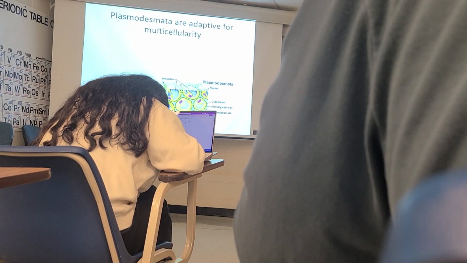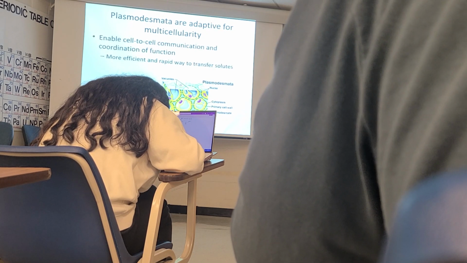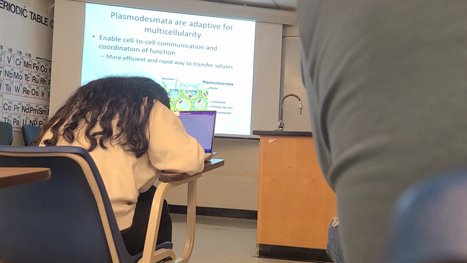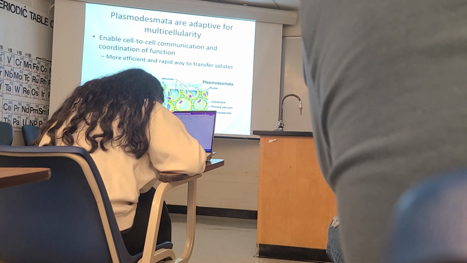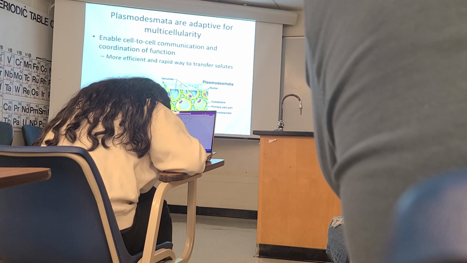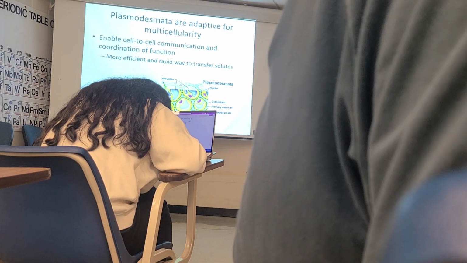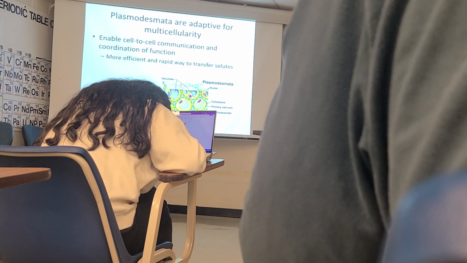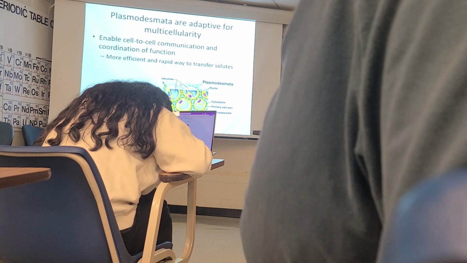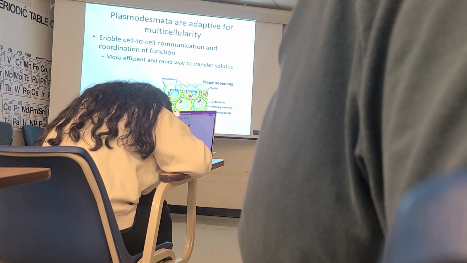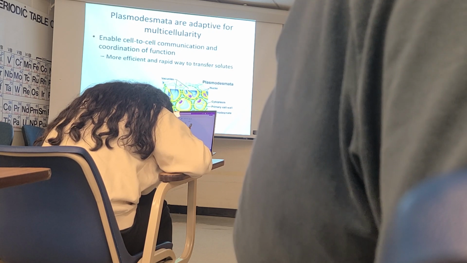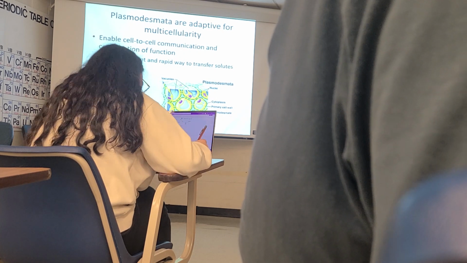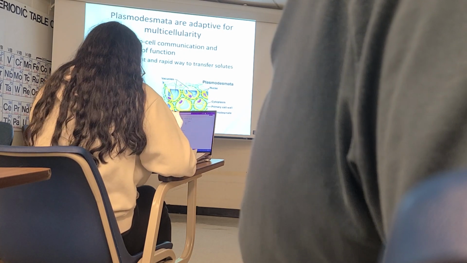Okay, well, that's what these plasmodesmata do. They enable cell-to-cell communication and coordination of function. It's a much more efficient way to transfer nutrients, a much faster way as well, than to have to go back through the cell wall, cell membrane, and back into the other cell through their cell wall, cell membrane, and have to keep doing that to go from one cell to another. That's incredibly slow, and it's inefficient. This way we can connect them directly, and they can move that from one cell to the other essentially immediately.